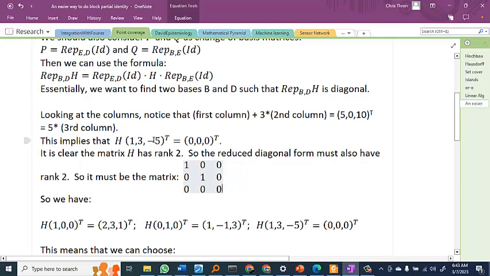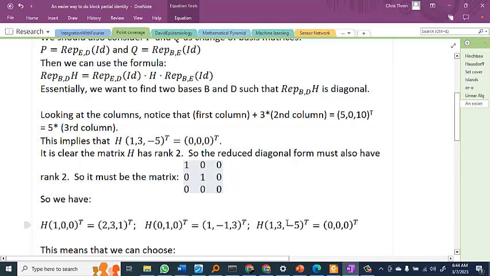All right. Now let's look at what H does to some other vectors. Obviously H applied to (1, 0, 0) is going to pick out the first column of H, so that gets me (2, 3, 1). H of (0, 1, 0) gives me (1, -1, 3). And H of (1, 3, -5) gives me (0, 0, 0) transpose.